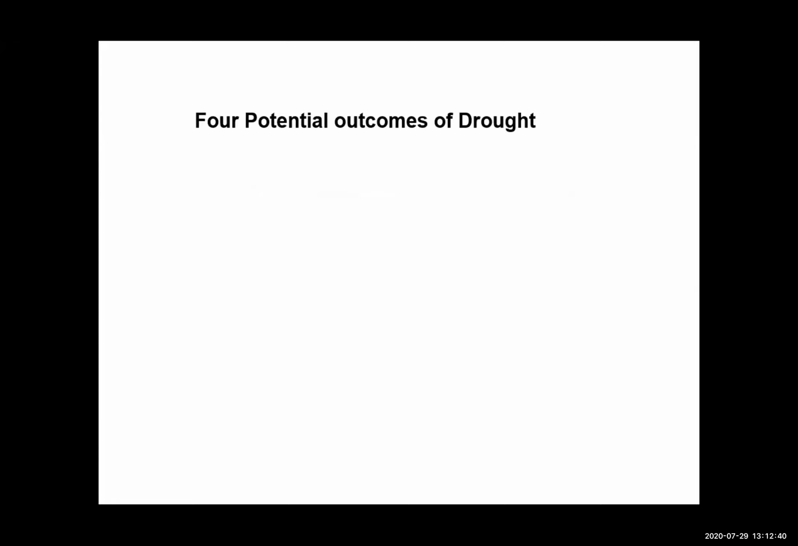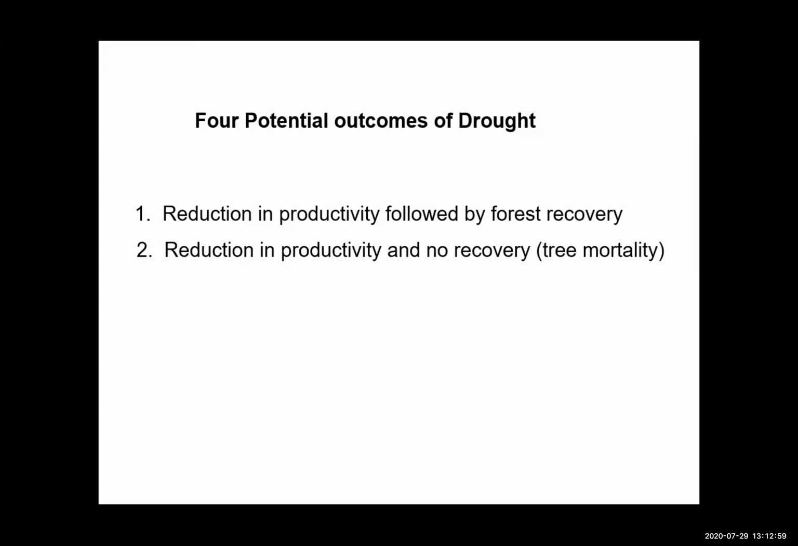So there's four potential types of drought outcomes, and it depends on the type of drought, the severity of drought, and where you are. You can have a reduction in productivity followed by forest recovery. That's probably the most common. You won't have a really good year for basal area growth, but you'll still have the trees coming back the next year. You can have the potential for reduction in productivity and no recovery, i.e. forest mortality, like occurred during the severe drought down in Texas in 2012.